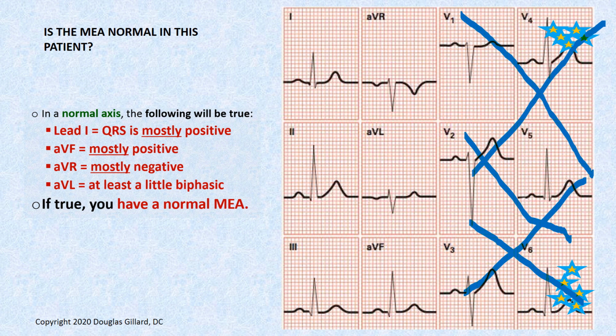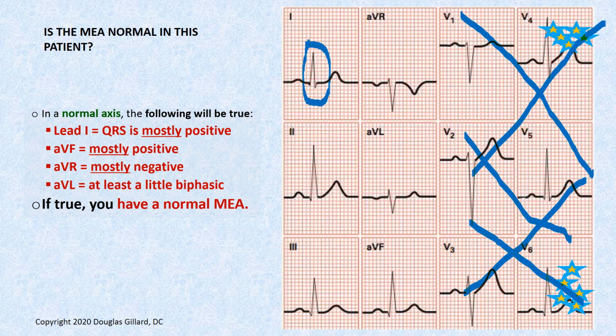So what are the rules? I put the rules here to help. Limb lead 1 is mostly positive. Is that true? Absolutely. And we're talking about the QRS complex only. Is that biphasic? Remember, in most of these waves you don't see a Q wave, so we're really just working with the R and the S wave as being biphasic. But yeah, that's definitely positive.